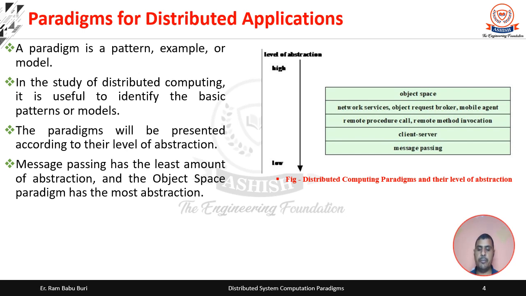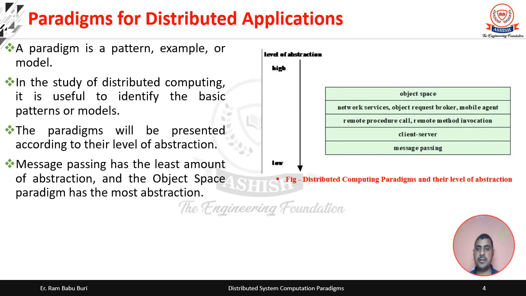The level of abstraction of a paradigm refers to how much detail is hidden from the programmer. Low-level paradigms such as message passing require the programmer to deal with the details of network communications. And high-level paradigms such as the object space paradigm hide these details from the programmer.